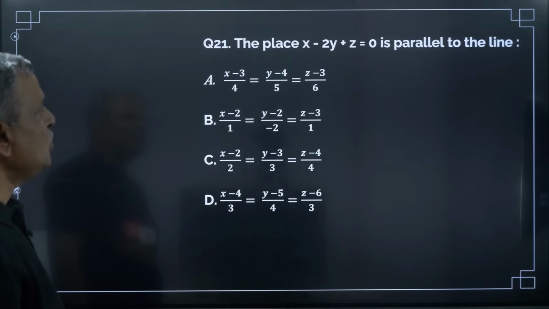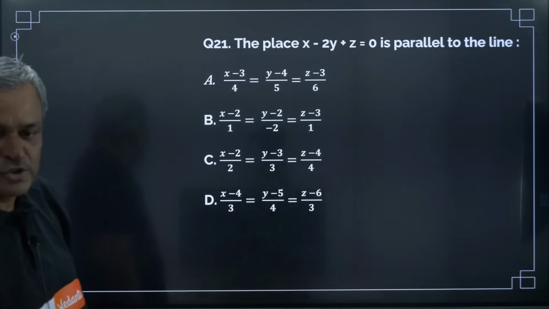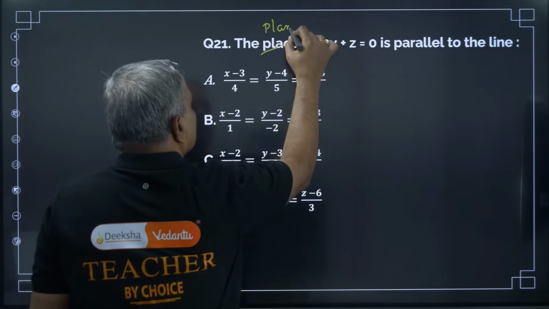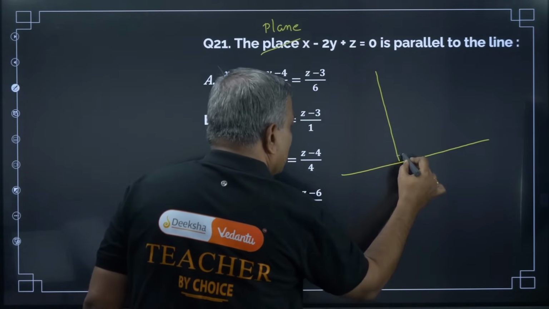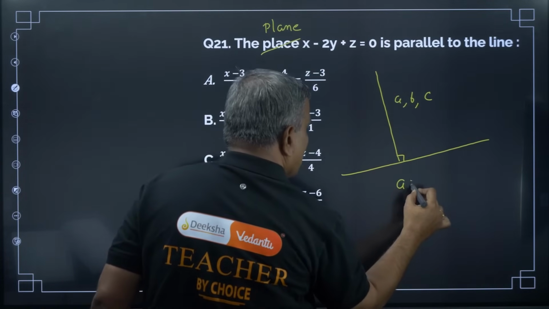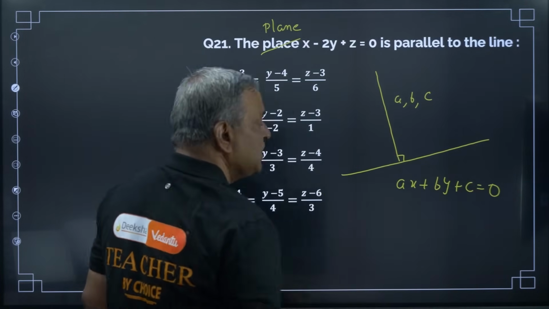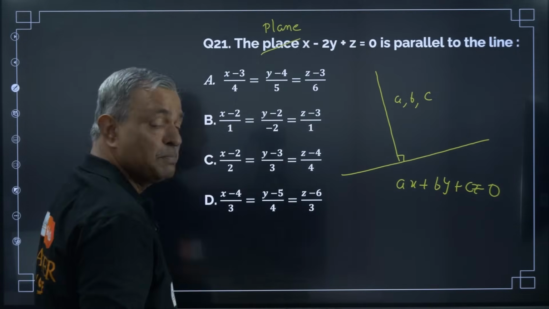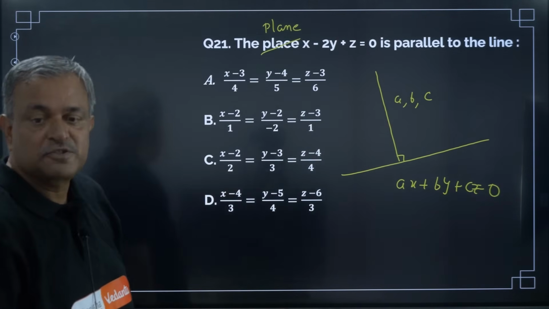The plane x minus 2y plus z equal to 0 is parallel to this line. Okay, not place, it is plane, the plane. You know what the concept is? This is a plane. The DRs of the perpendicular are a, b, c. Any plane equation ax plus by plus cz equal to 0 is given to you. Here a, b, c are the normals to the plane.